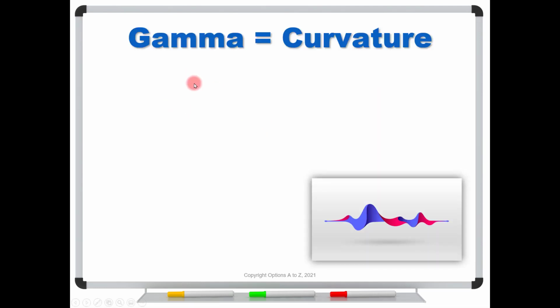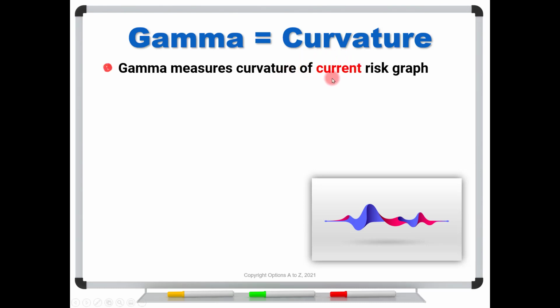So with that little background, remember that gamma equals curvature. That's probably the simplest definition. Whenever you're saying that a position has gamma, it means that its risk graph has some sort of curvature to it, unlike the graphs that we just saw. All right, so gamma measures the curvature of your current risk graph. Now, technically, we can get some insights into gamma from the expiration graphs, but it's really apparent when we're looking at the current risk graph, or what's called today's risk graph. So remember, if there's no curvature, you have no gamma.